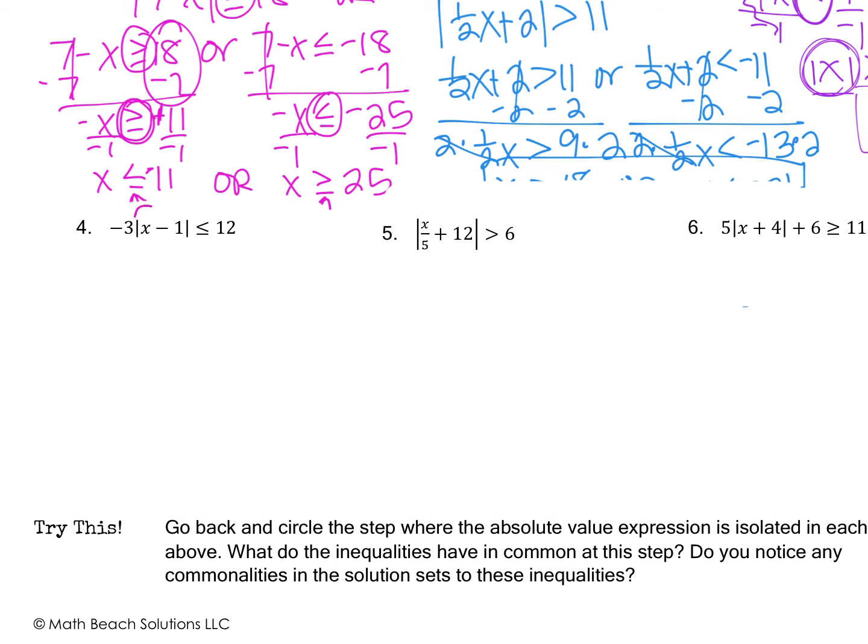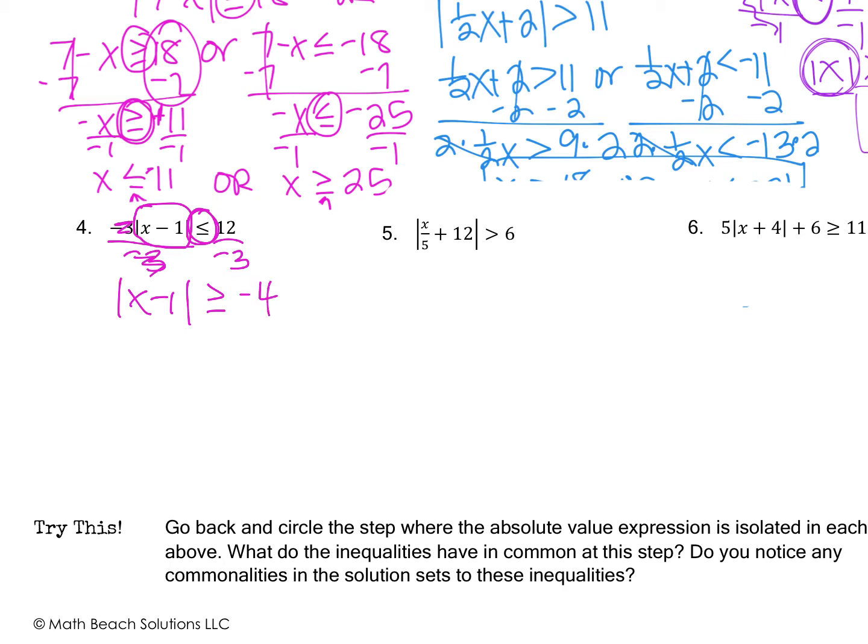So circle your absolute value because you want to isolate it. Notice the negative 3 is not circled. We need to get rid of it by dividing it. Remember, when you divide by a negative, you have to flip that sign. So I have absolute value of x minus 1 is now greater than or equal to. 12 divided by negative 3 is a negative 4.